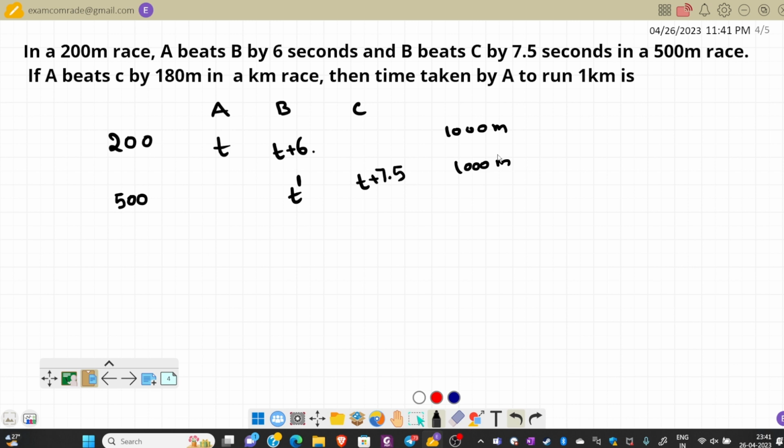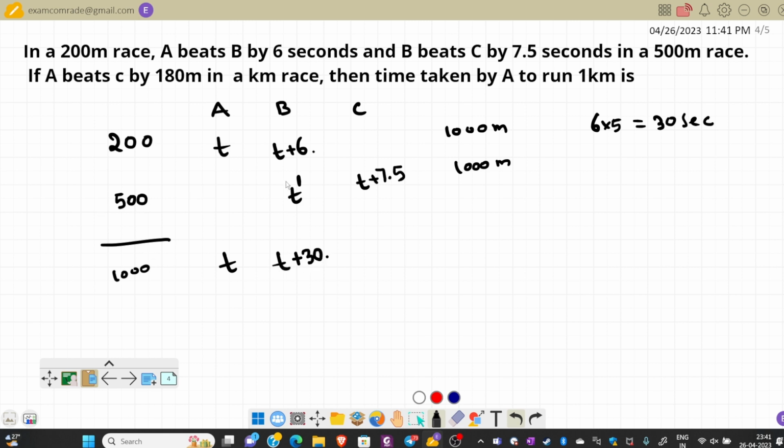So we'll convert into a 1000 meters race. For 200 meters, B is taking 6 seconds more. So for a kilometer race he will take 6 into 5, that is 30 seconds more. So for the 1000-meter race, A will take time t and B will take 30 seconds more.